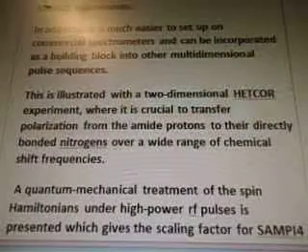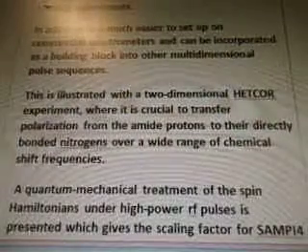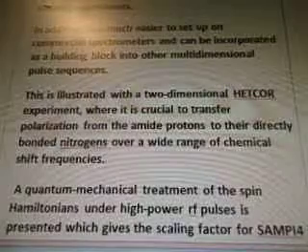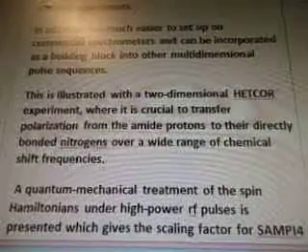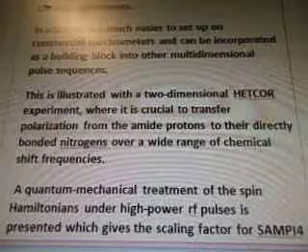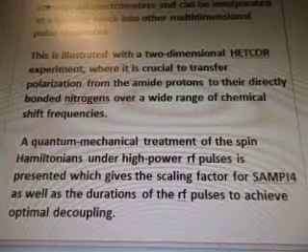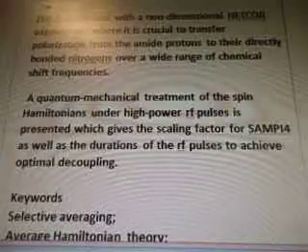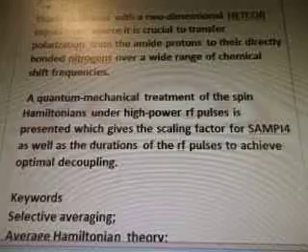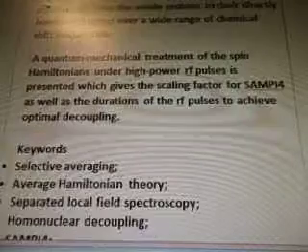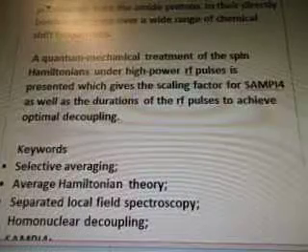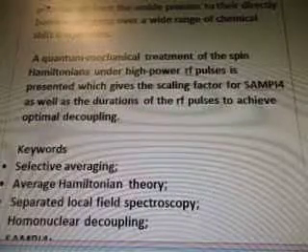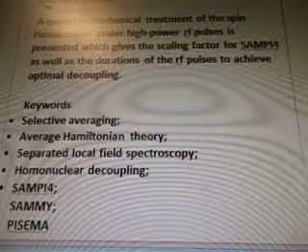So this is illustrated with a two-dimensional HETCOR, H-E-T-C-O-R in capital letters, which again stands for something, experiment, where it is crucial to transfer polarization from the amide protons to the directly bonded nitrogens over a wide range of chemical shift frequencies. A quantum mechanical treatment of the spin Hamiltonians under high power RF pulses is presented, which gives the scaling factor for SAMMY 14 as well as the durations of the RF pulses to achieve optimal decoupling.